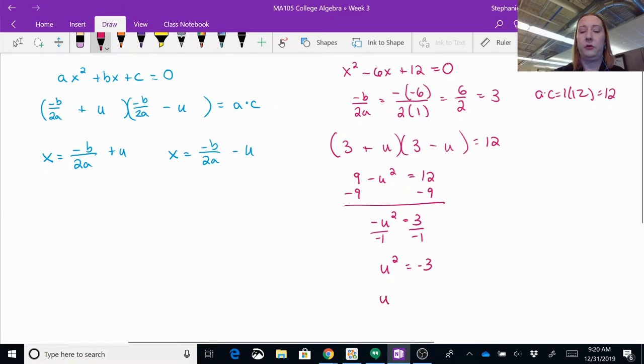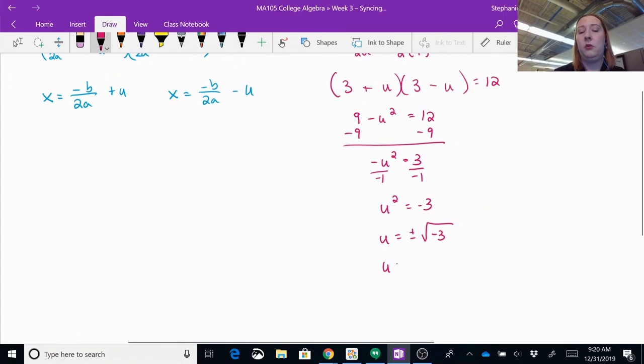Then you take the square root. So you get plus or minus the square root of negative 3, which is actually an imaginary number. So u equals plus or minus i times the square root of 3. I like to put my i before the square root so it doesn't look like it's in the square root. Once you've done that, your solution is just 3 plus that and 3 minus that. So one solution is x equals 3 plus i times the square root of 3, and the second solution is 3 minus i times the square root of 3.